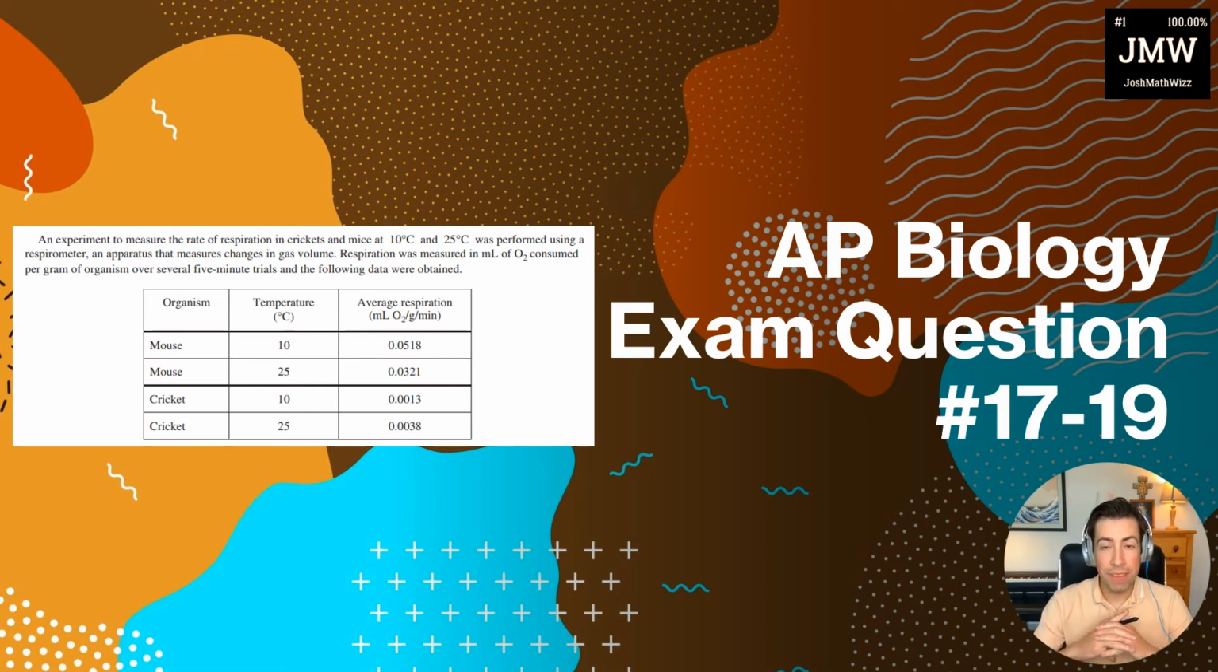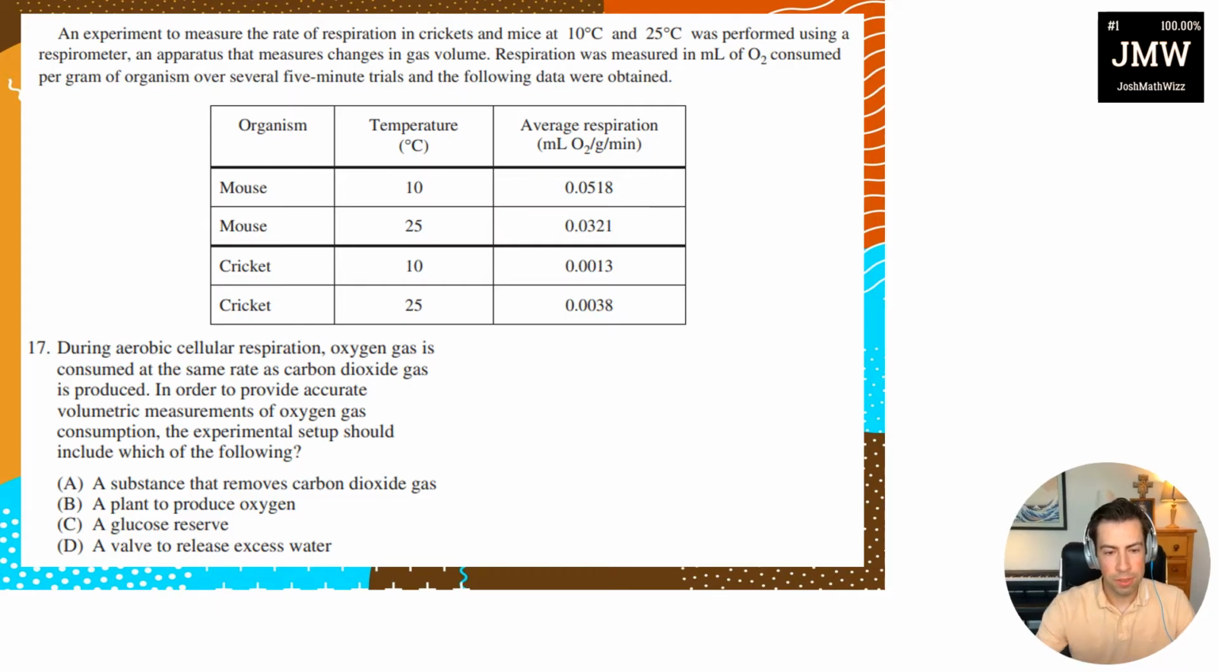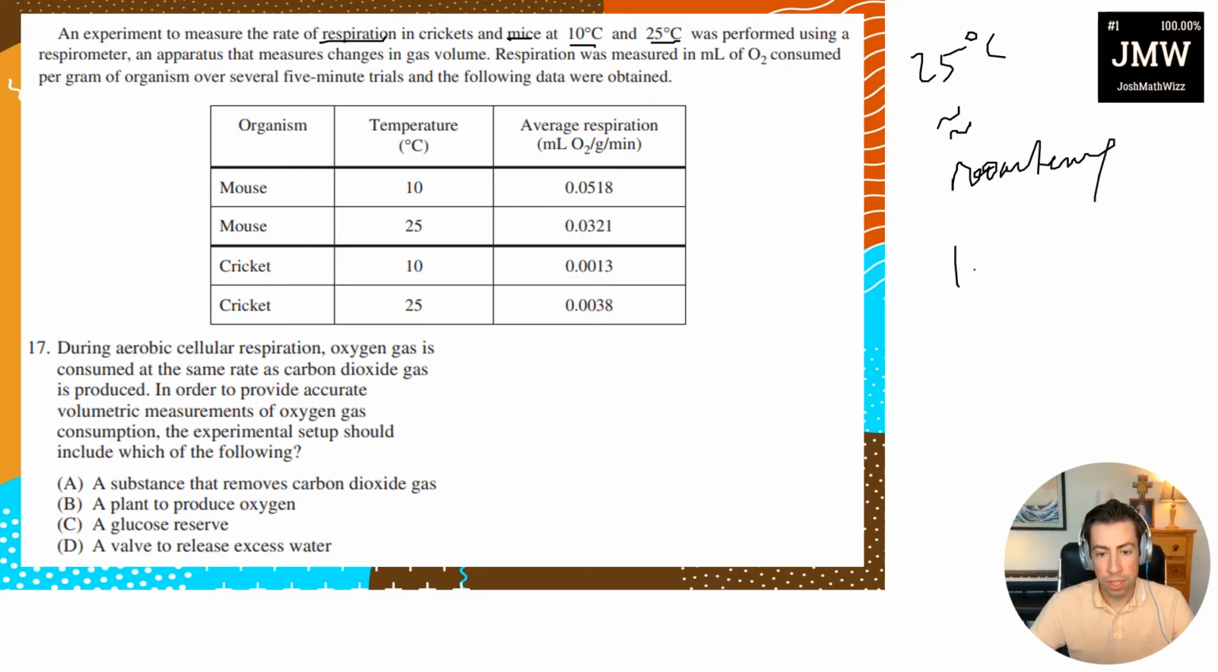All right, so we're going to do 17 through 19, so multiple questions here. We have this experiment, and we're measuring the rate of respiration in crickets and mice at 10 degrees Celsius and 25 degrees Celsius. And just for perspective, 25 degrees Celsius is approximately room temp. So 10 degrees Celsius is pretty cold, right? Relatively speaking, that's decently cold. It would feel chilly to us.